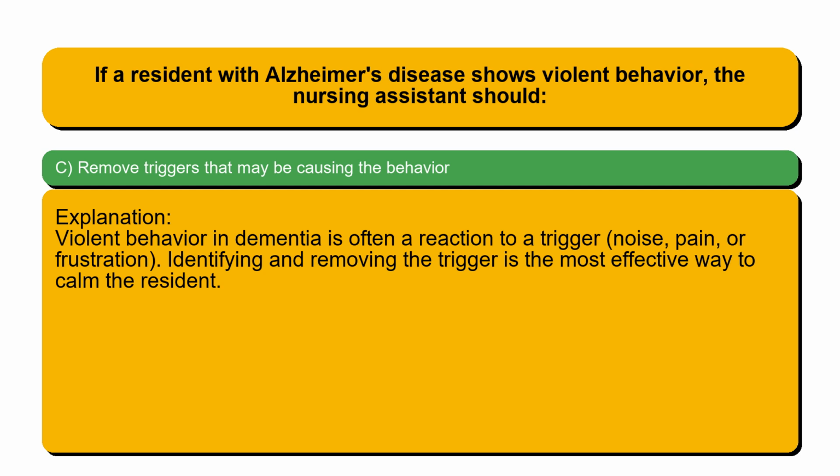Violent behavior in dementia is often a reaction to a trigger: noise, pain, or frustration. Identifying and removing the trigger is the most effective way to calm the resident.